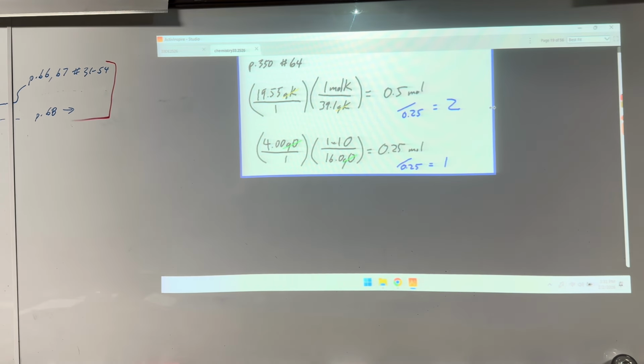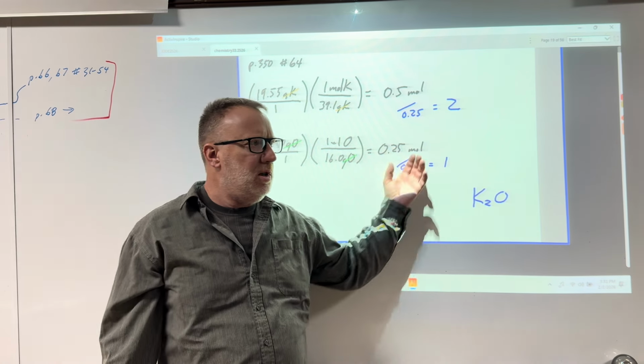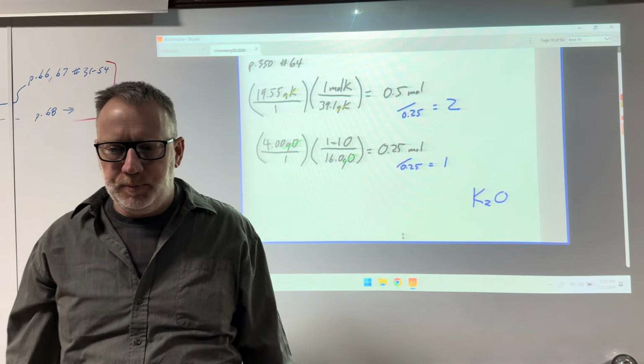All right, that was number 64. They just wanted the empirical formula. They didn't ask for a molecular formula. Now, K2O, metal with the nonmetals, ionic anyway, you won't have a molecule for that, so you won't have a molecular formula. It's just going to be in this ratio. So that's going to be true for your ionic compounds. They'll always just come out to the ratio because you don't have a base particle. Like covalent compounds have molecules.